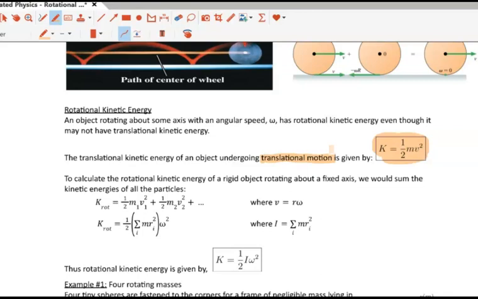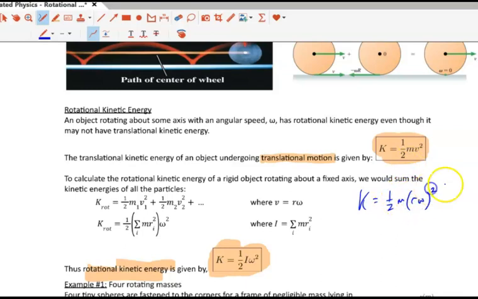Now when something rotates, we end up with something called rotational energy, and that rotational energy is given by 1/2 I omega squared. I stands for the rotational inertia, and omega is the angular velocity measured in radians per second. You could kind of show that these come out to be the same. If you look at 1/2 m v squared and replace V with r omega and square that, you'll end up with basically 1/2 m r squared omega squared.